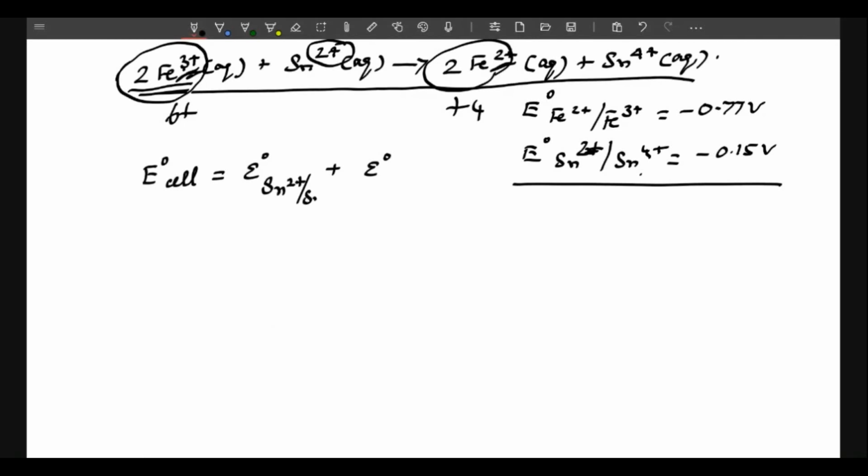Sn2+ to Sn4+, that is oxidation potential, anode. In the case of cathode, reduction is taking place. I am in need of the reduction potential value. Reduction is iron 3+ to iron 2+. Given Sn2+ is this one, and this is this one. Therefore, now you understand the problem. Then work out the remaining problem. Okay. With this, I finish this application with the standard condition.